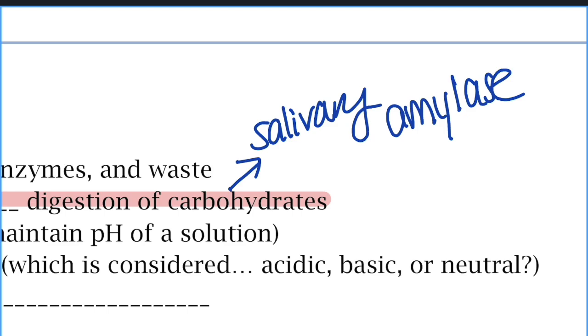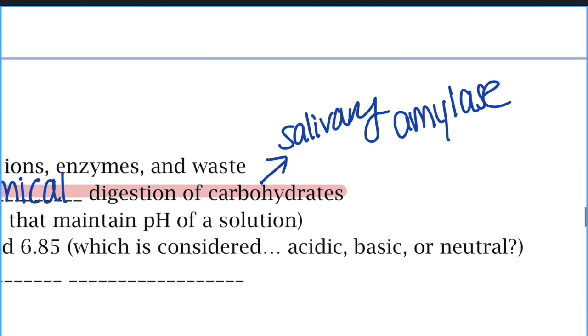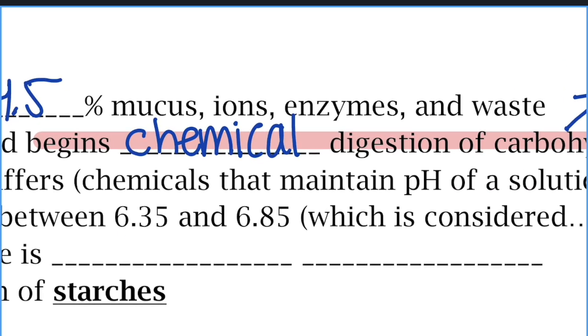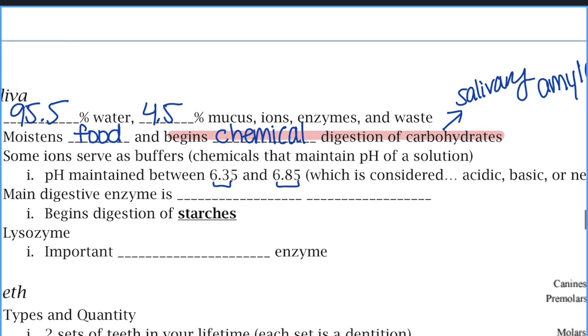That's the enzyme. Can anyone tell me what's the optimal environment for Amy to work? Acidic, basic, or neutral? Neutral. Very good. So she likes a neutral environment. The mouth is a good neutral environment. The mouth is between 6.35 and 6.85, so that makes sense that Amy works in this pH environment. Will Amy work in the stomach? No, she will deactivate, she will melt. She will not be very useful anymore.